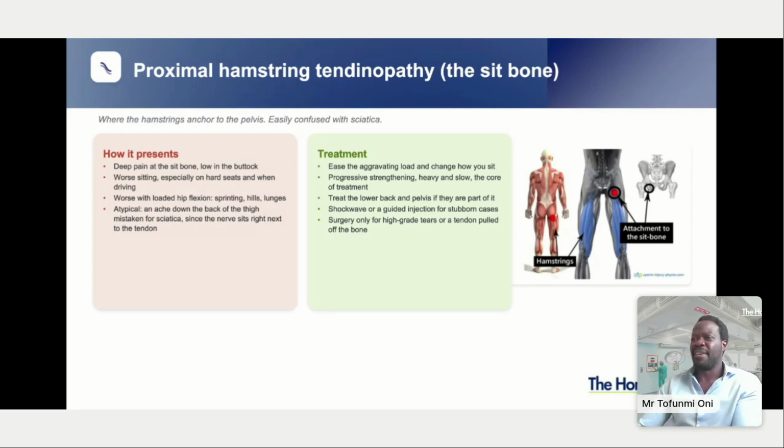So it can mimic things like arthritis, because some people atypically present with arthritic pain round towards the buttock. But again, being able to tease it out is all about when the pain is worse, and what activities are being done when the pain comes on. And again, the treatment, once again, very much a broken record, is pretty much the same. You ease the aggravating load, progressive strengthening with physiotherapy, targeted potential injections, and surgery really is a last resort again.